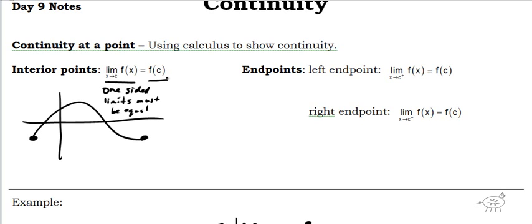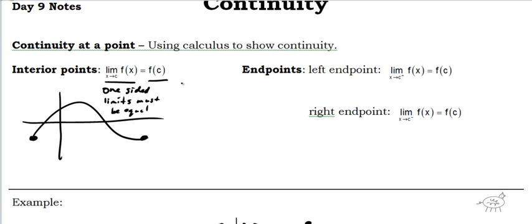And then f of c is when you're actually at that point. If I said f of 5, that means I'm actually at 5. What is the value of y? As opposed to the limit, where I'm approaching from one side or the other. That's what a limit is, versus actually being there. So for an interior point, the two-sided limit and f of c have to be equal.